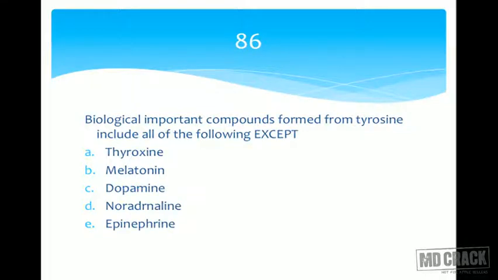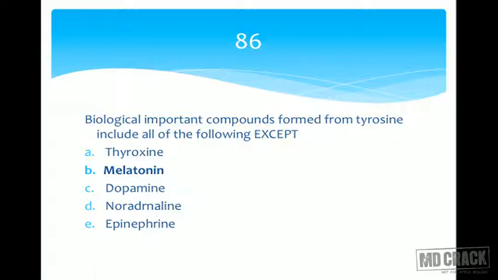This is somewhat similar to the previous one. Compounds formed from tyrosine include all of the following except... thyroxine, I told you, is got from tyrosine. So let's see what we have got. Melatonin. From where did melatonin come? Again, this is an example of how the different compounds can be got. So again, tyrosine to dopa, dopa to dopamine, noradrenaline and epinephrine. So just a change of words. Adrenaline could be given or epinephrine could be given.